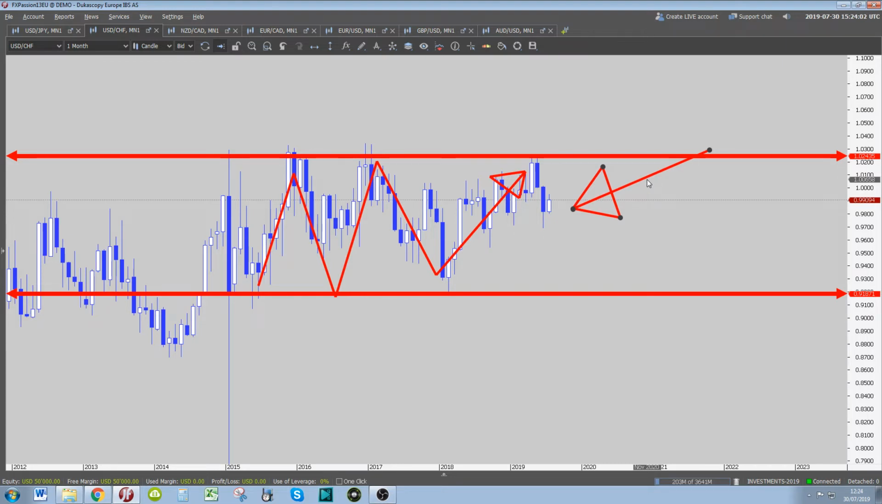USD CHF, short or long? USD CHF is short, not long. Short. Look at where we are. The market touched the resistance, the two bands, and now it's falling.